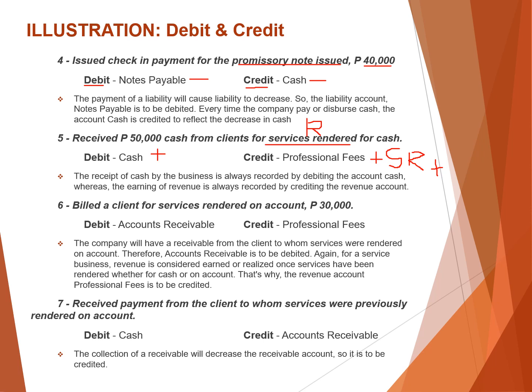Now, what is the rule on debit and credit when it comes to revenue? If it is increased, it should be what? Credited. So, credit professional fees, and because cash increased, it is debit.